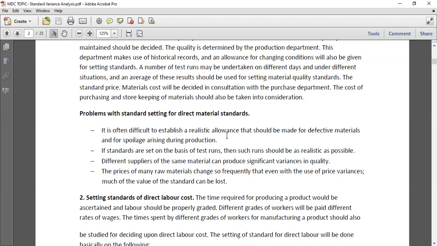And then one of the other things that we may need to take into consideration is that you may have different suppliers, okay? You may have different suppliers for the same material. And of course, this may bring about variances in quality, okay? So that is one of the other problems that might come here.